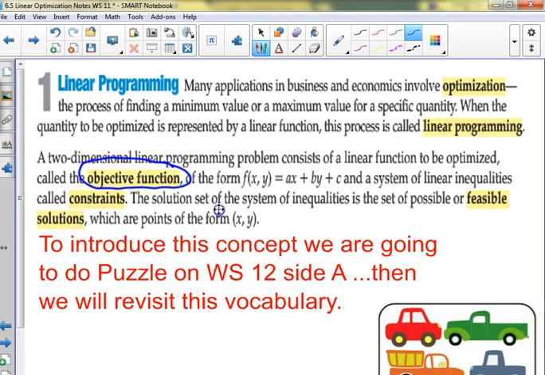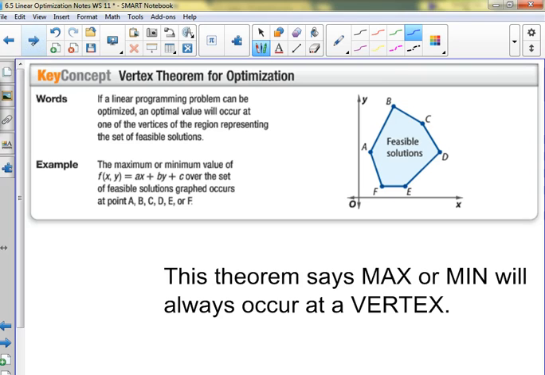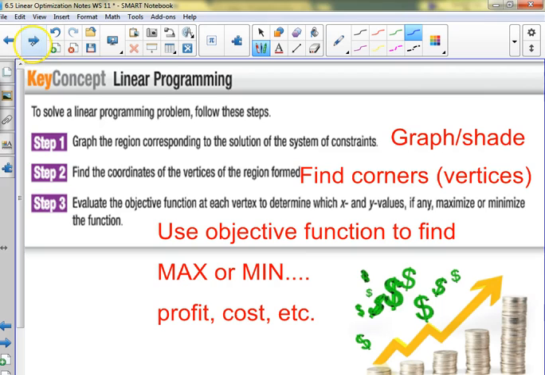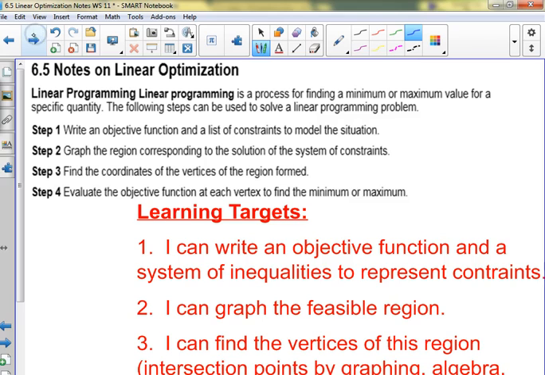What were the things we graphed? They were the inequalities called the constraints. Okay, this is what we were optimizing at the end, the objective function. And the feasible solutions are just all of the things in our shaded area. All right, little vocabulary lesson there, okay? This theorem says if a problem can be optimized, it will occur at one of the vertices of the region. We got that? Okay. This says you should graph and shade, find all the vertices, and then use the objective function. We are so on top of this.